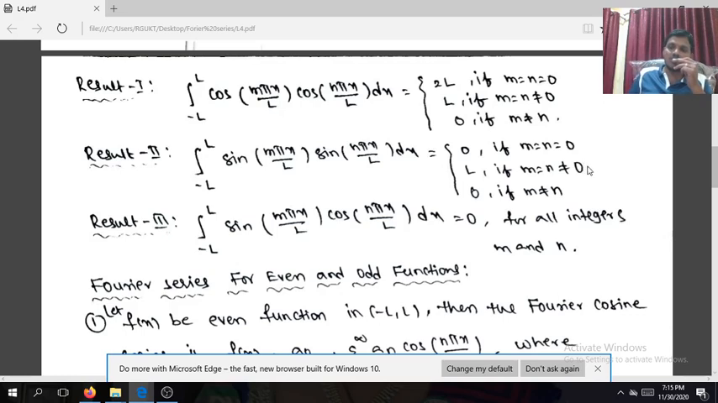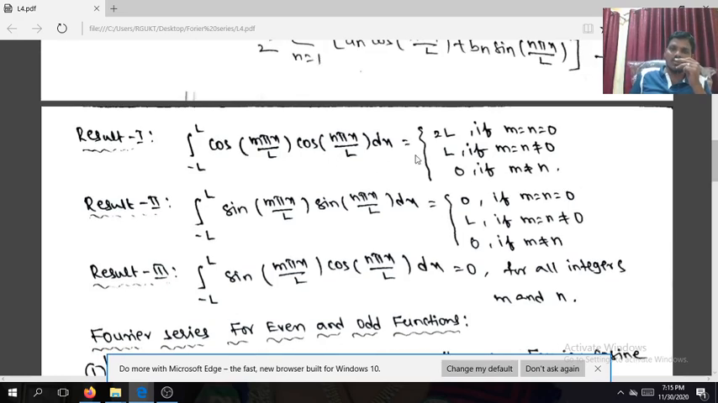If m is equal to n and not equal to 0, in this case also you will get l. In sine cases also you will get l. Here it is sine square m pi x divided by l; by taking the expansion, that means by using the multiple angle formula, you find the integration, and taking the limits from minus l to l, the answer is l.